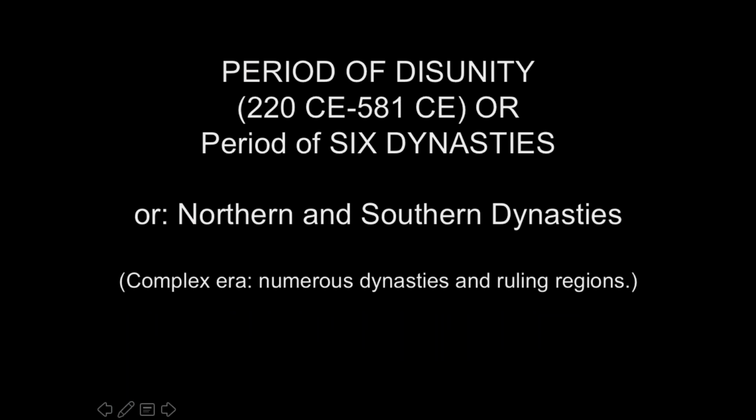Now we're moving into the period of disunity, also called the period of 6 dynasties. There are also northern and southern dynasties. Here's what I want you guys to know about this era. It was a really complex era. There were numerous dynasties and ruling regions. What I just need you guys mostly to know for this time period is that there was a lot of upheaval.